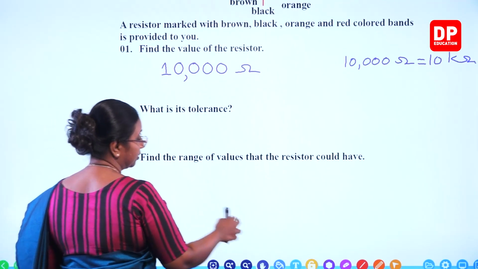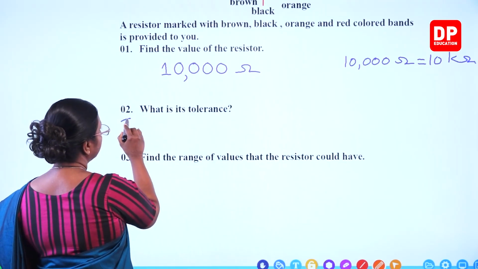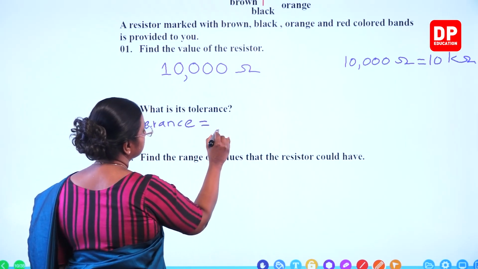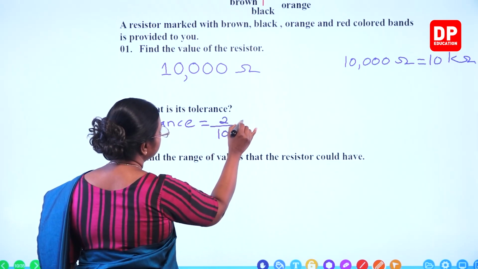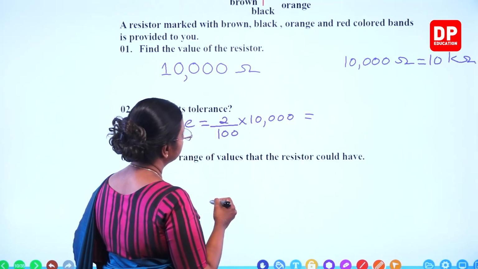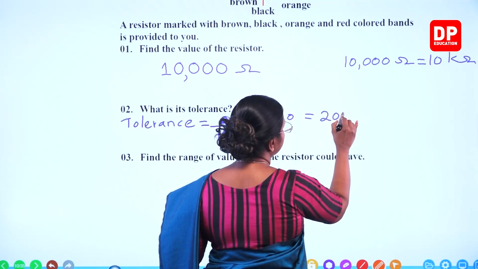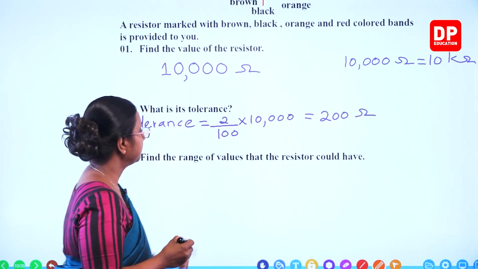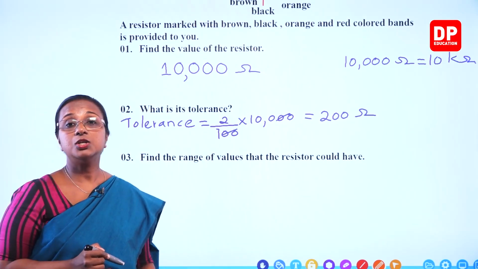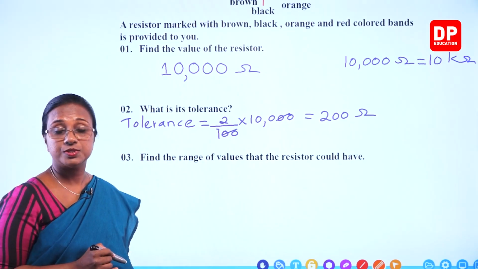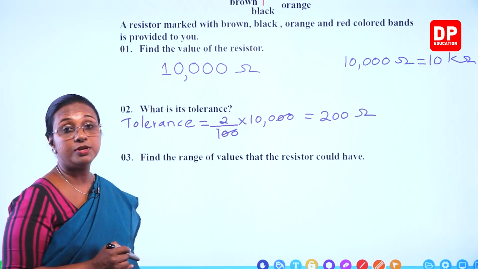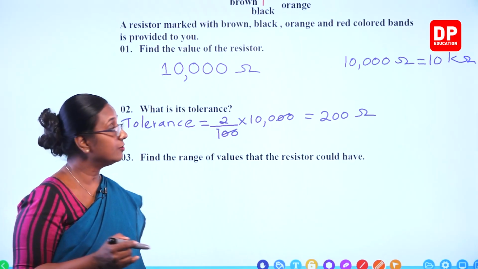If we are to calculate tolerance, for 100 it is 2, therefore for 10,000 that is equal to 200 ohms. You can simplify it easily. 200 ohms. That is the tolerance. That also is in ohms. Then the third one. Find the range of values that the resistor could have. How do you find the range of values?